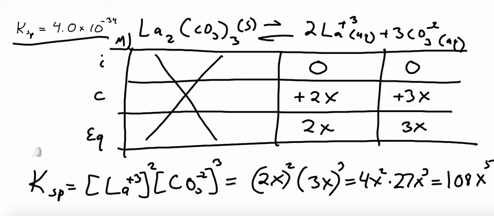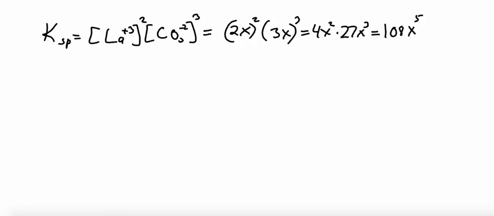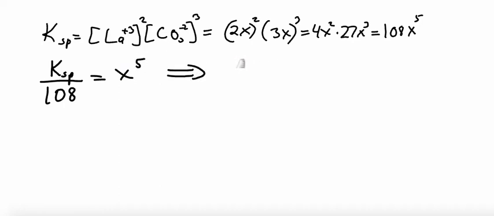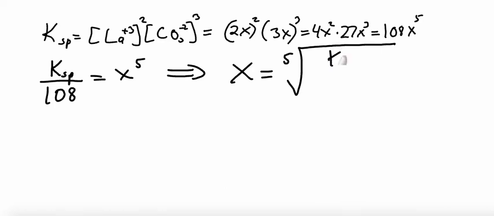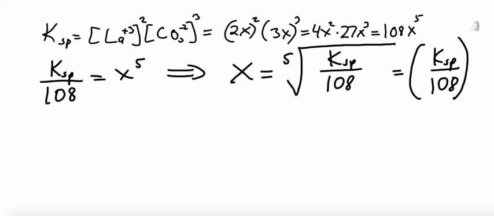And now we can just take that expression and get our final answer. Okay, so now we just solve for x. So we divide by 108. So we've got KSP divided by 108 is equal to x to the fifth. So then we just take the fifth root of both sides. X is equal to the fifth root of KSP over 108. And if you don't have a variable root key on your calculator, you could just write this as KSP over 108 to the 1/5.